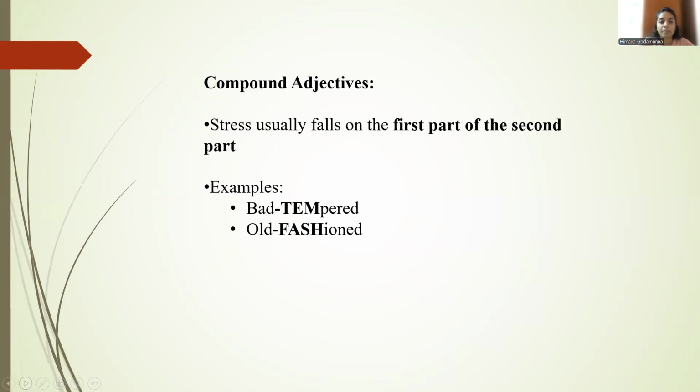Now let's see the compound adjectives. So here, stress usually falls on the first part of the second part. As examples: bad-tempered, old-fashioned. So with compound adjectives, stress usually falls on the first part of the second part.